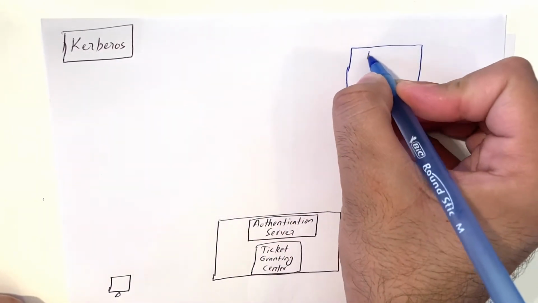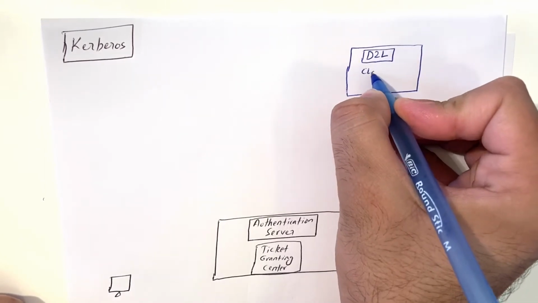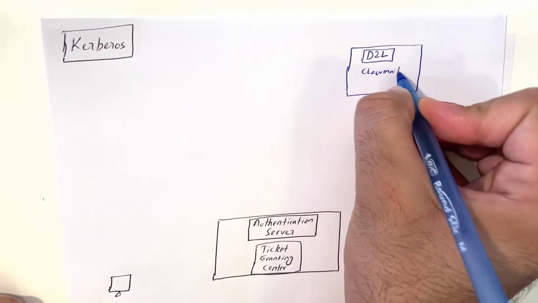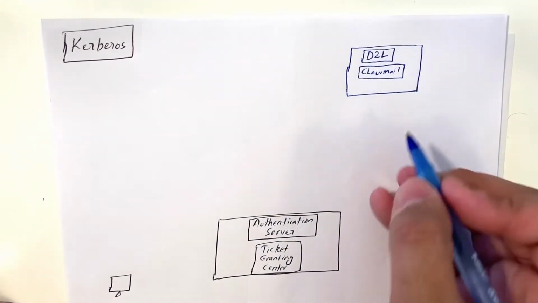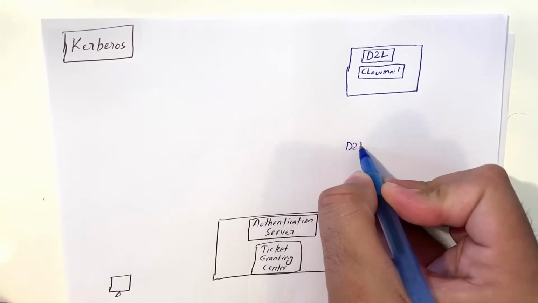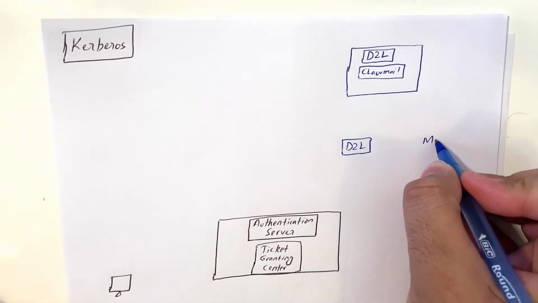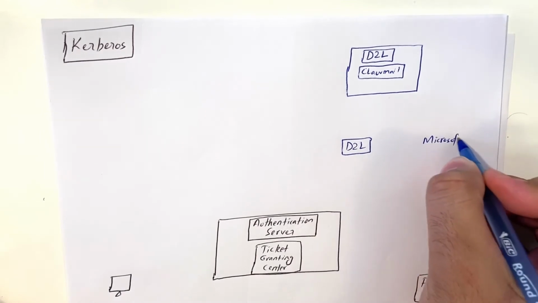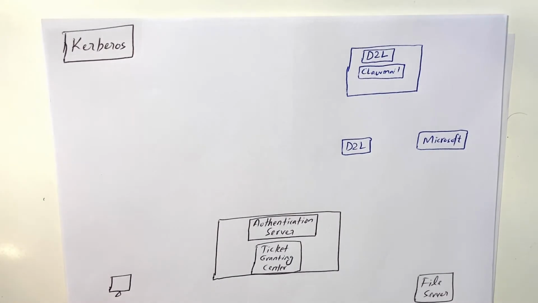We have, for example, D2L, we have Clawmail, we have some other products as well. Let me just take the example of D2L and Clawmail. D2L is owned by a company called D2L. This is an education company. And let's say Clawmail is a product of Microsoft. So the thing is, we don't have the D2L and Clawmail servers on our campus.